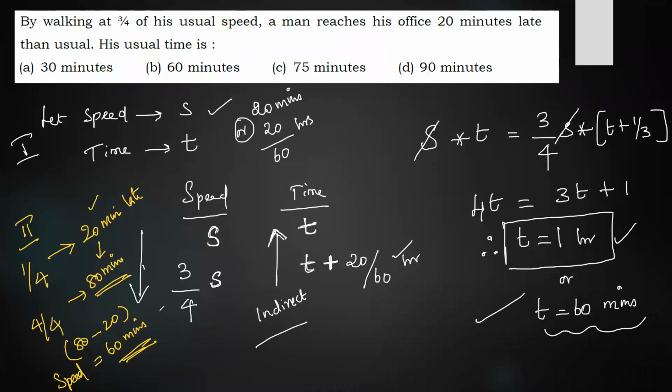Any doubt? Which one is easier, the first one or the second one? If you reduce 1/4, you are 20 minutes late, right? Therefore, 4/4 is 80 minutes, which is after reducing the speed. Therefore, the original time will be, you have to subtract the late time, 60 minutes. Okay, so 9th and 10th are the same.